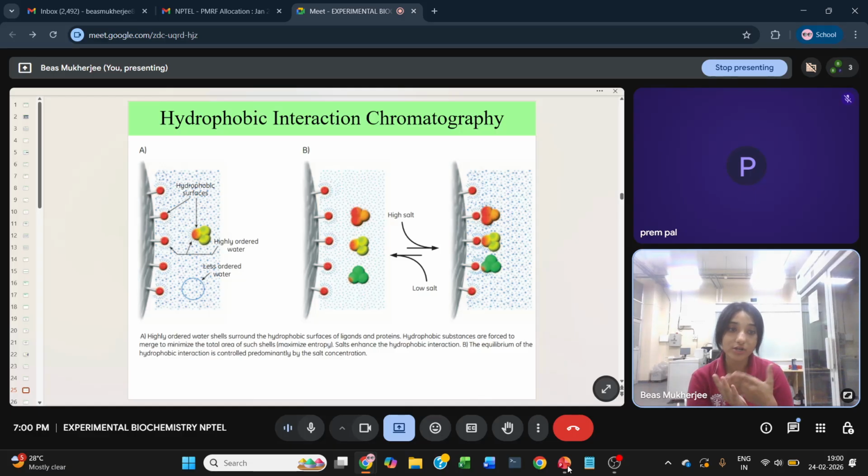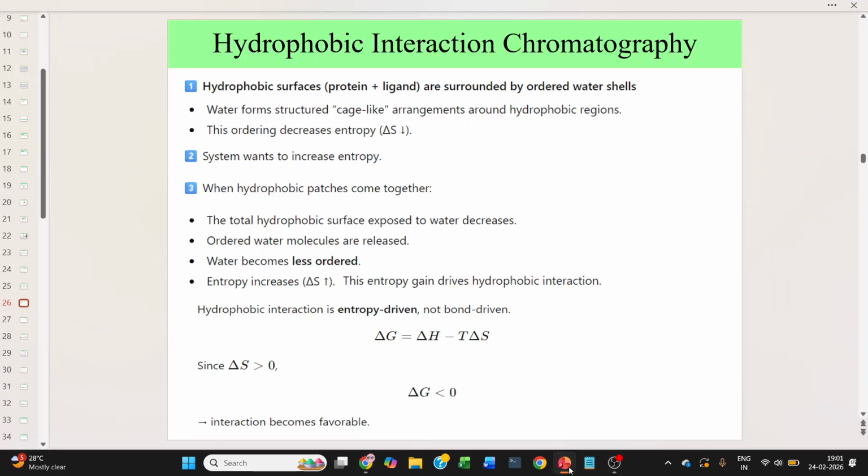So you know about salting in and salting out. So what is salting in? When you add a little bit of salt and it is actually helping the solubilization, that is called salting in. But salting out means that it is helping in more hydrophobic interactions, and salt interacts with the water molecules so that the protein and the ligand can interact with hydrophobic interactions. So we will look at this in detail now.